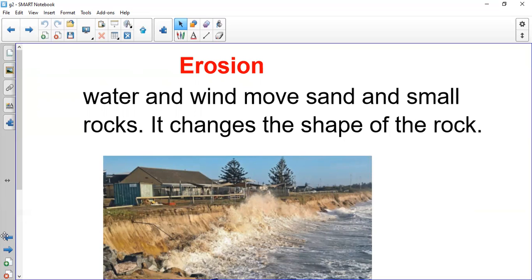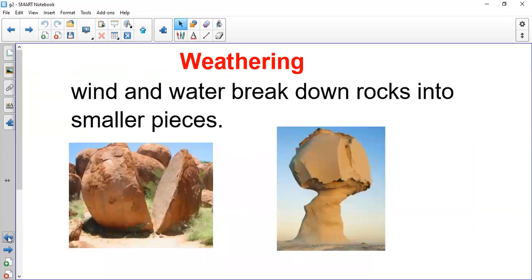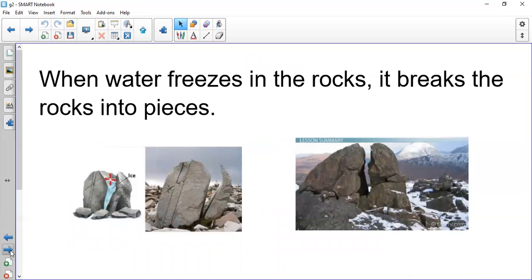So, we said what happened with weathering? Wind and water break rocks into pieces. After this, we said when water freezes, the rocks will be broken. This all happened in weathering. So weathering, wind and water break rocks into pieces. Okay, they cause cracks in the rocks.